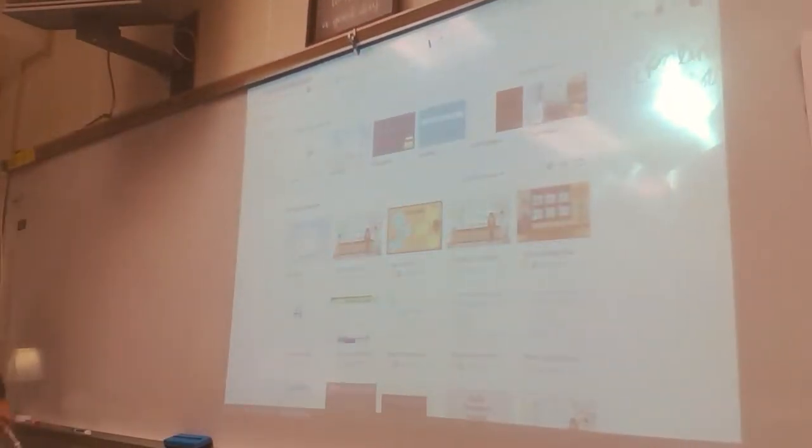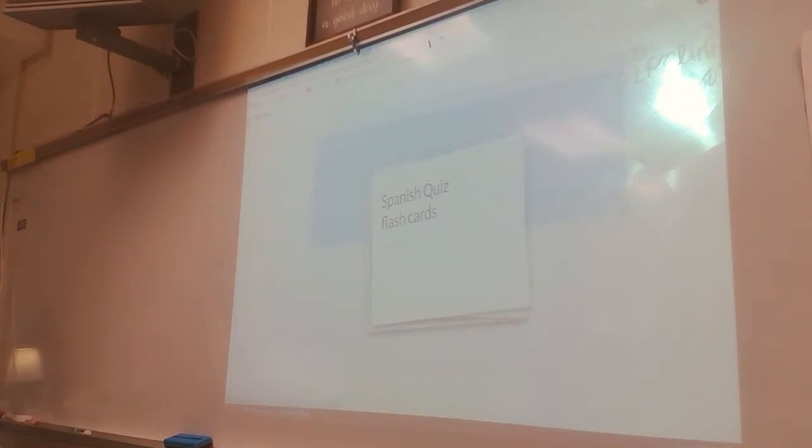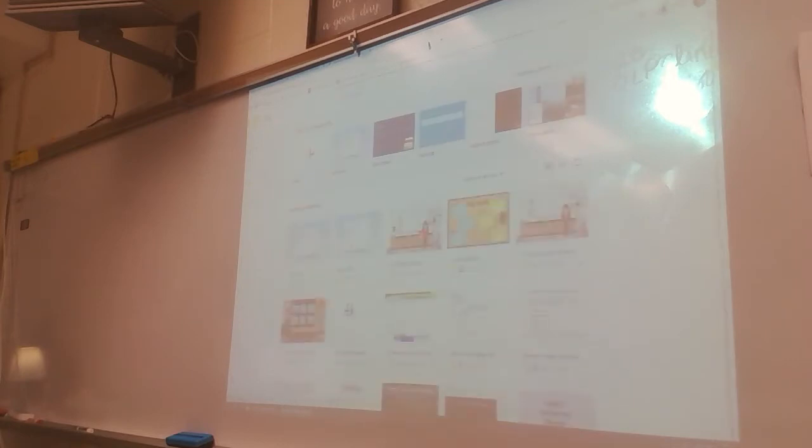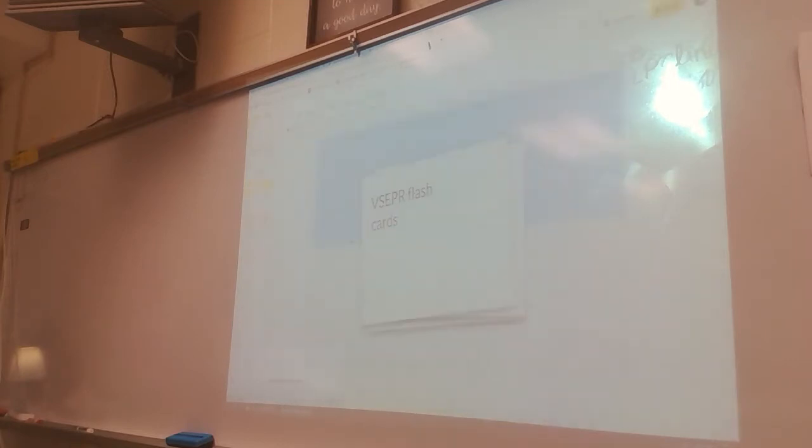If you go to Google Slides, at the top there's a template already made for flashcards. That's already there. You can just edit them, so that's the Spanish quiz, that's what it will look like. But I have edited them to make VSEPR flashcards.